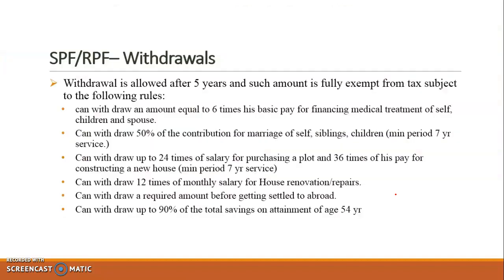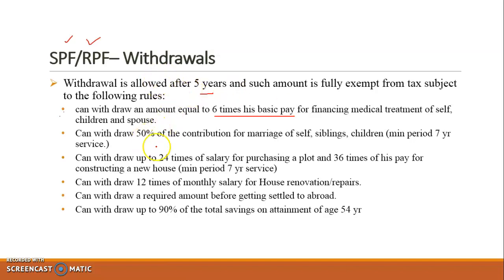If I talk about the withdrawals, so in case of statutory provident fund and recognized provident fund, withdrawal is allowed after 5 years. Okay, अगर आप 5 years के बाद अगर आप कुछ withdraw करा रहे हो, then such amount is fully exempt from tax subject to the following rules. And what all are the rules? First is, he can withdraw an amount equal to 6 times his basic pay for financing his medical treatment for his children or for his spouse. So basic pay से 6 times तक का आप withdraw करा सकते हो, that will be exempted.